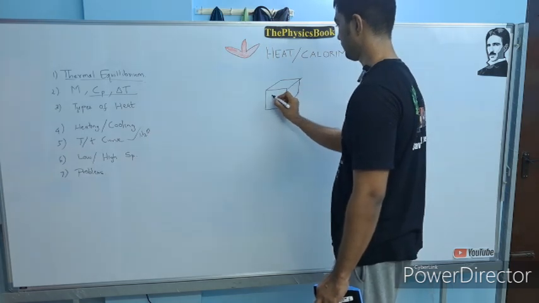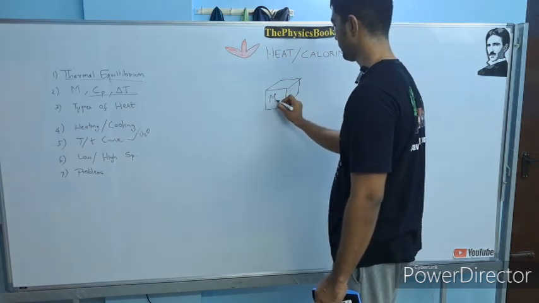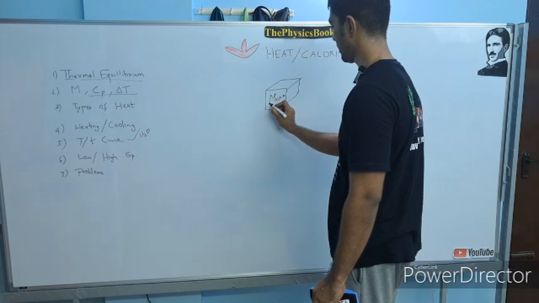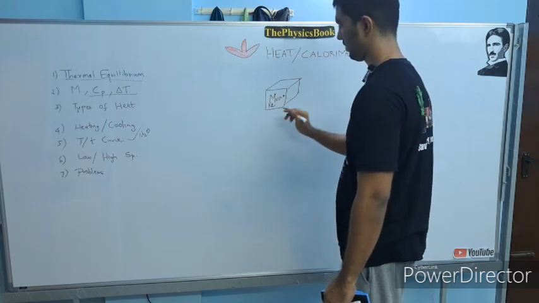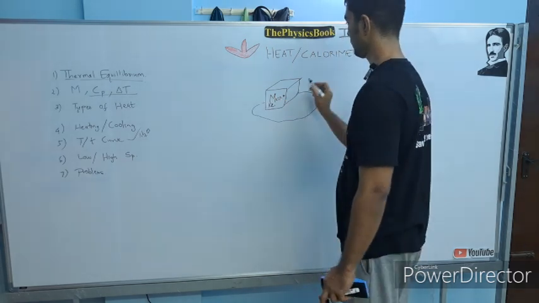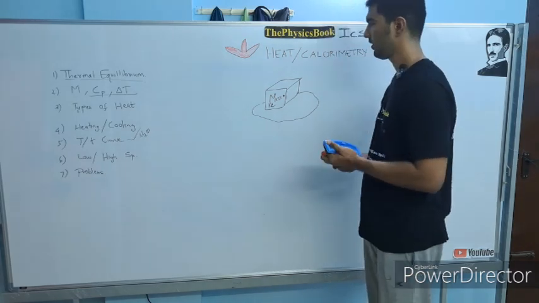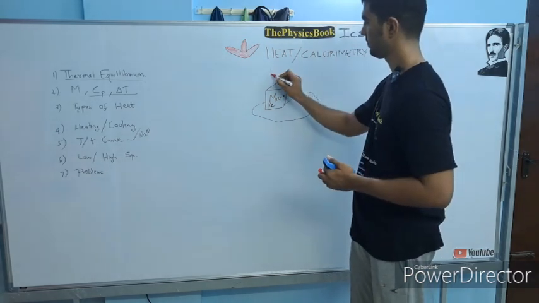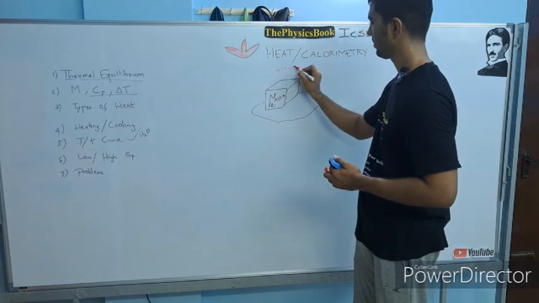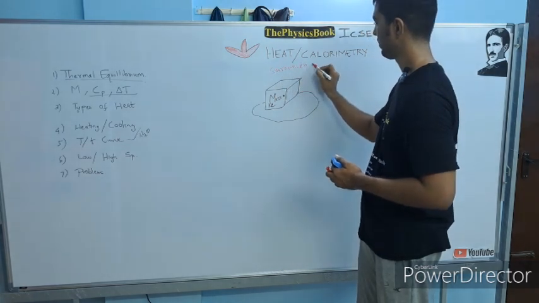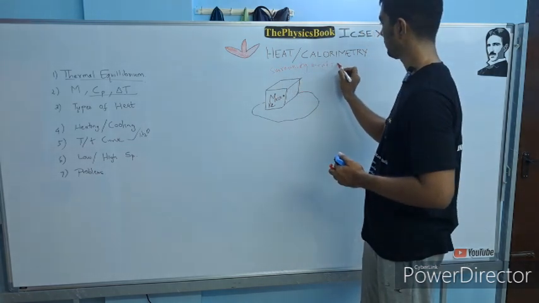A block of ice, mass M, ice. Take this, and you have very hot surroundings. Hot surroundings as in, you can take that as 25 degrees Celsius surroundings. This is nothing but surrounding air at 25 degrees Celsius.